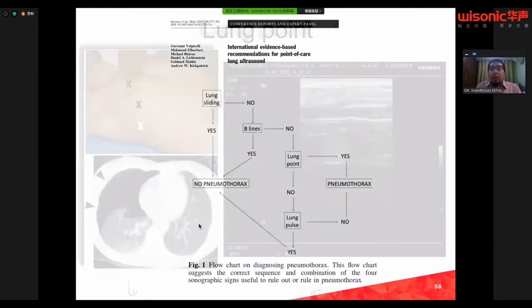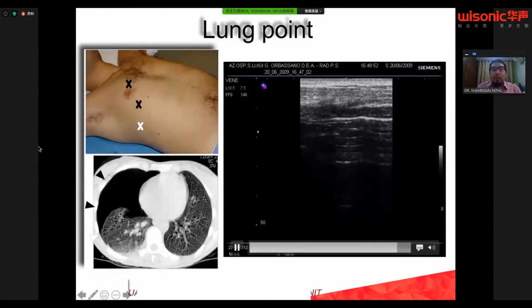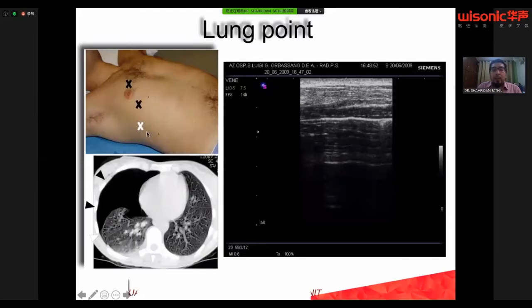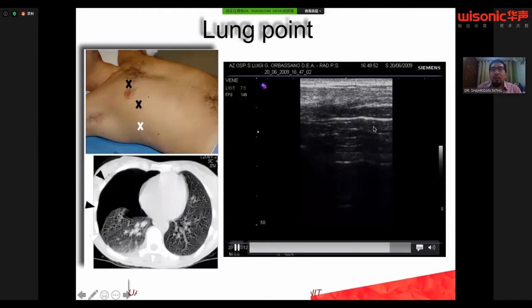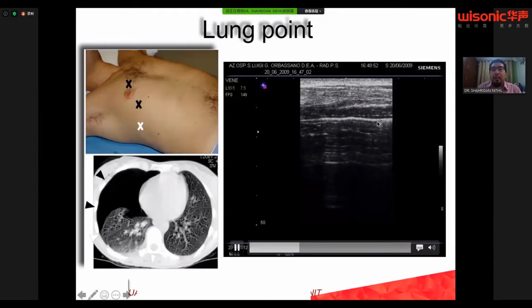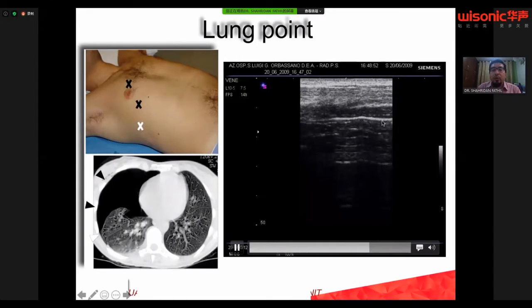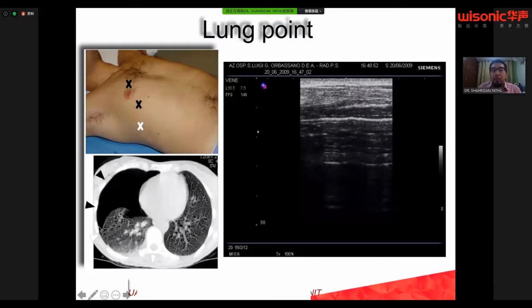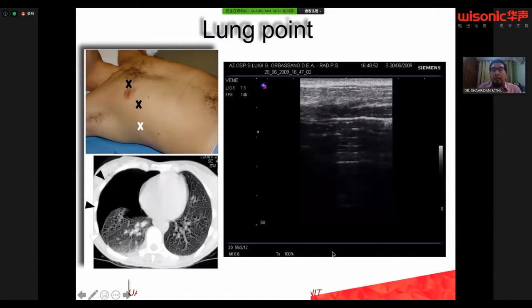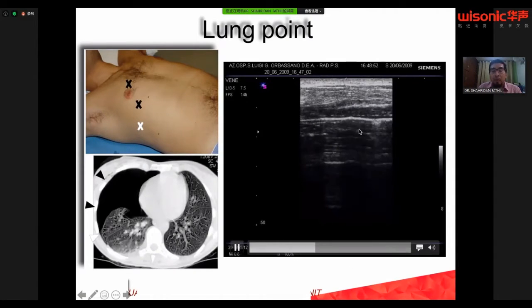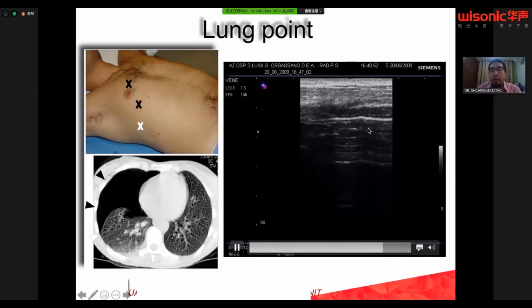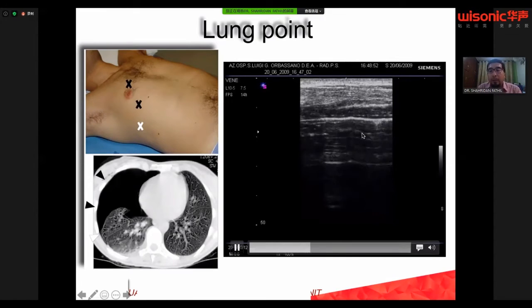So this is the point where, at this particular white X, you could see the sliding sign. Sliding sign is actually normal lung, you can see, and then there is no sliding sign. So this is a point where the probe is at this white arrow. At a point where there is a pneumothorax, there's also part of the lung that is being ventilated, whether it's spontaneous or active or an IPPV.